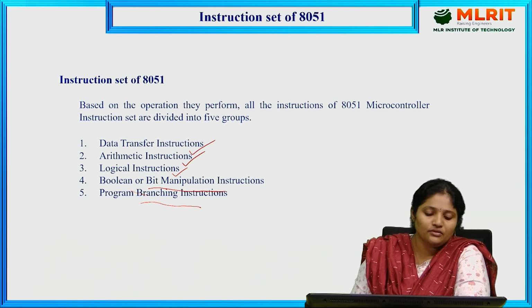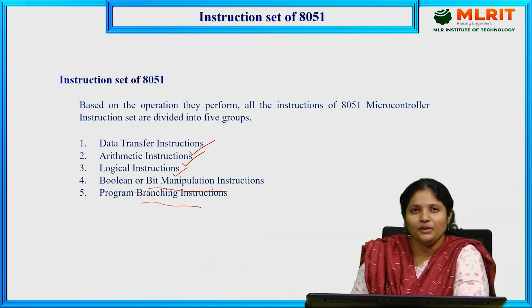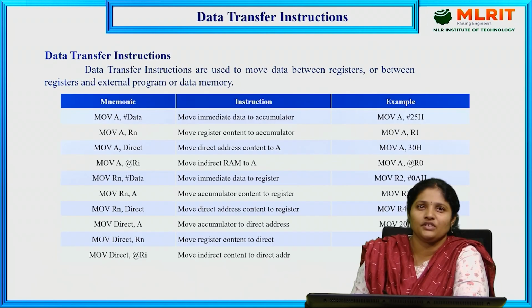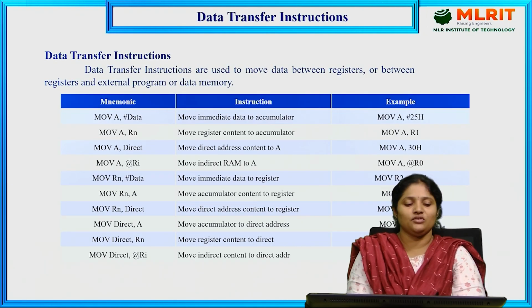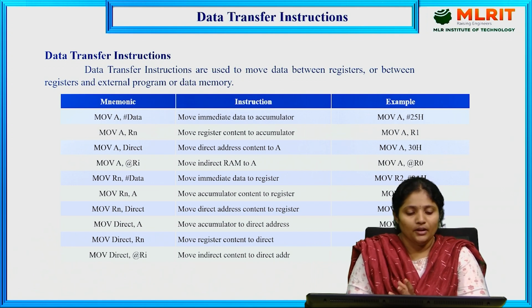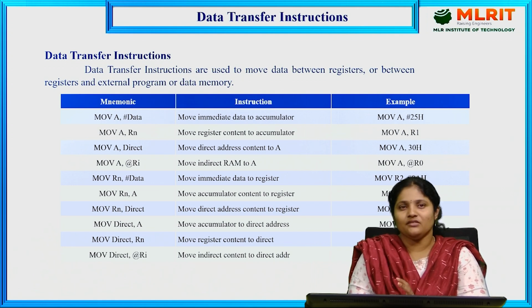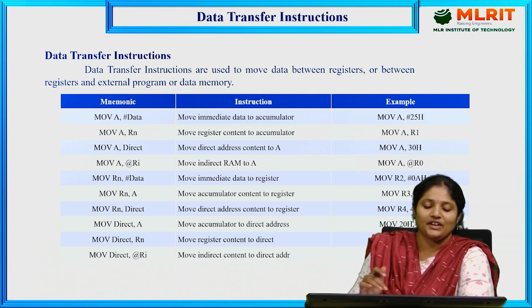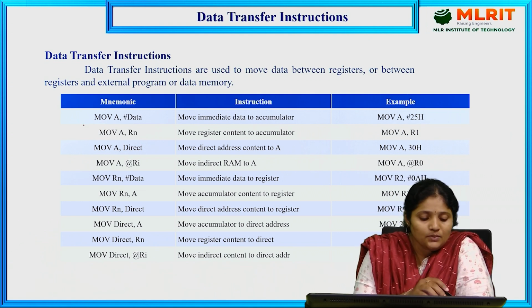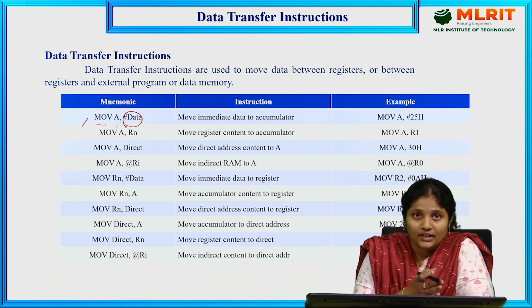Coming to this particular video, I'll be dealing with the data transfer instructions. These are the most useful instructions in the whole 8051 microcontroller. These are the data transfer instructions. In this first one, the mnemonic MOV is a mnemonic, and A is the accumulator, and we can use this instruction with immediate data. So you can move immediate data to the register.